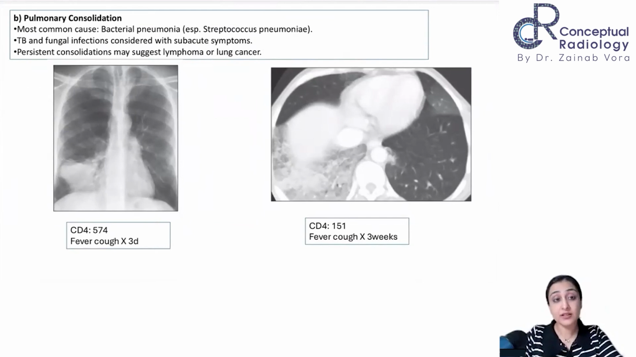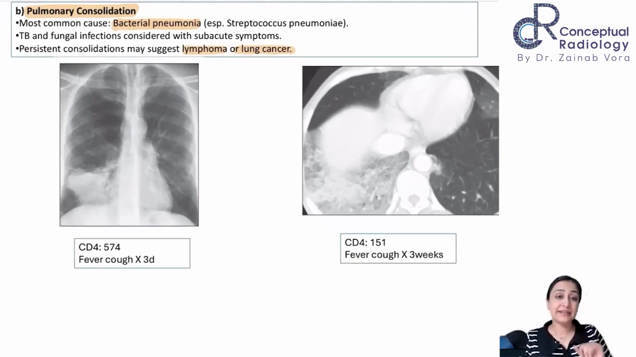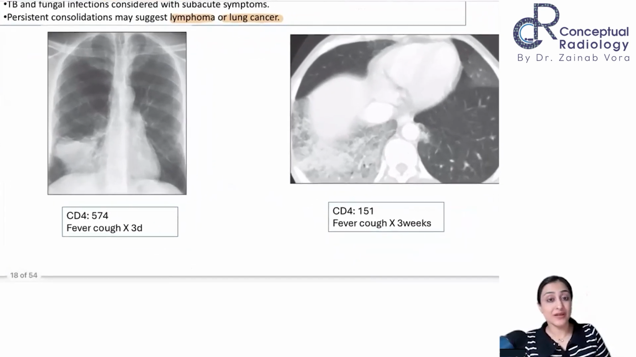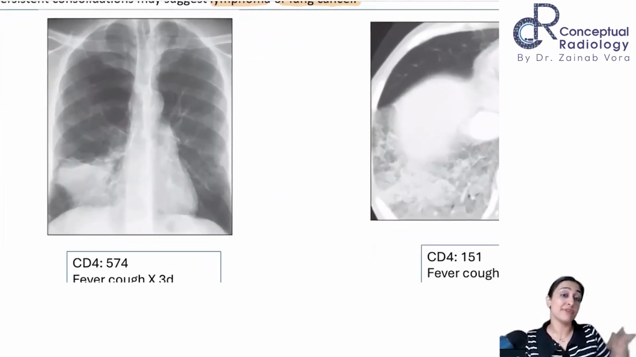The next pattern, or the second pattern actually, is consolidation. So what do you consider? So the most common cause obviously will be a lobar consolidation with a pneumonia, with S pneumonia being most common. TB, fungal infections can come. And very important, if it is persistent, non-healing, rule out lymphoma and lung cancer. Yeah, bronchoalveolar carcinoma. So now the CD4 count in pulmonary becomes very important, because for every pattern now we have to think of different DDs. So look at this here.